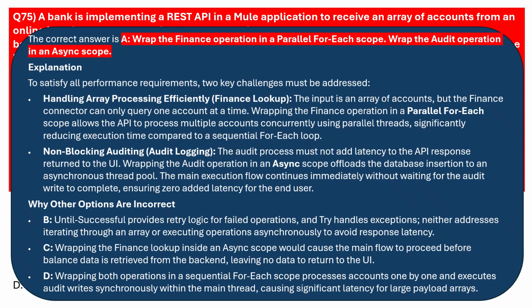C. Wrapping the finance lookup inside an async scope would cause the main flow to proceed before balance data is retrieved from the backend, leaving no data to return to the UI. D. Wrapping both operations as sequential for each scope processes accounts one by one and executes audit writes synchronously within the main thread, causing significant latency for large payload arrays.